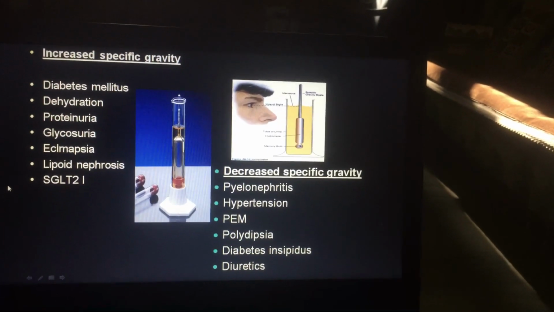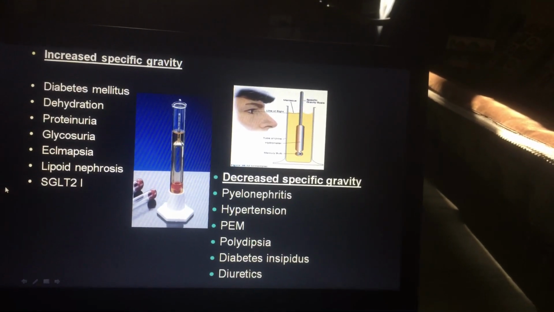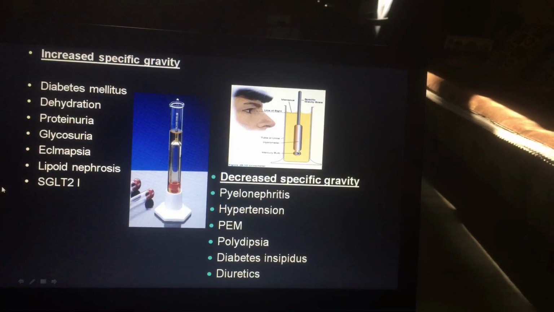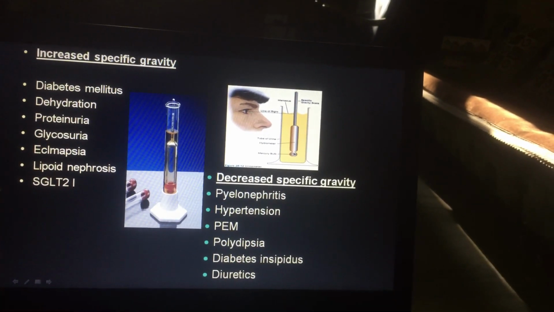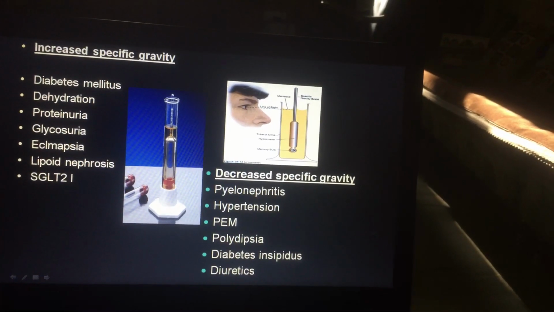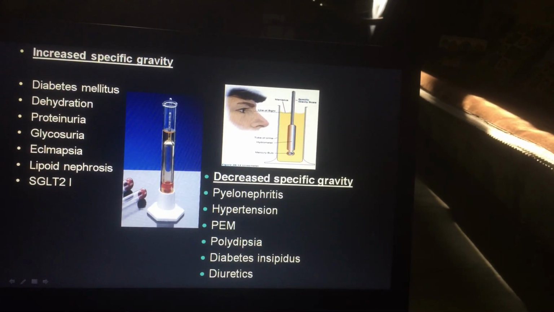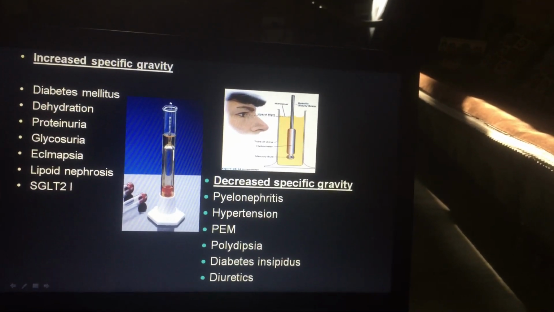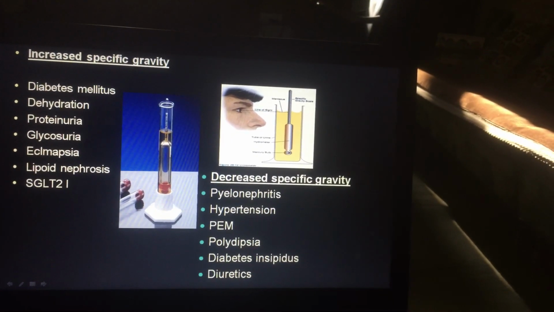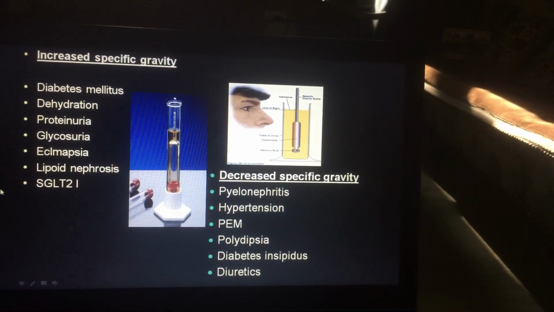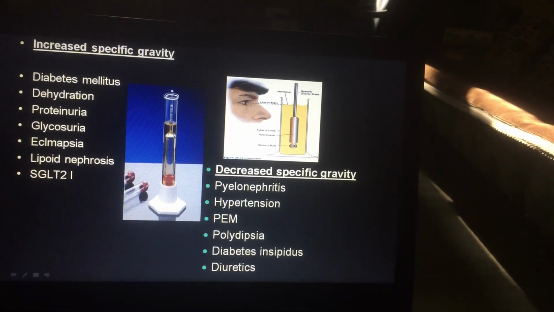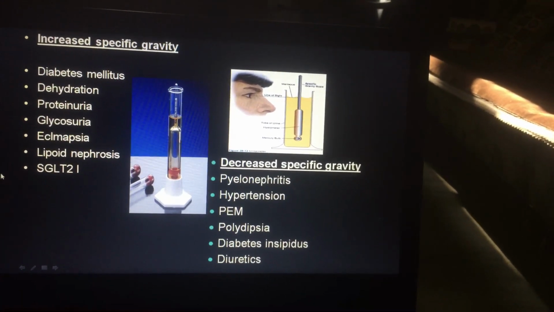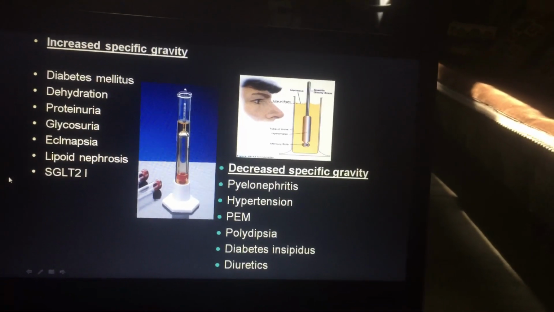Specific gravity will be increased in case of diabetes mellitus, dehydration, proteinuria, glycosuria. In case of eclampsia, it is because of proteinuria. It may be because of lipids. Or in case of SGLT2 inhibitor therapy, it is because of presence of a high quantity of sugar. It is decreased in case of hypertension, in case of polydipsia, diabetes insipidus, and if the person is given diuretics.